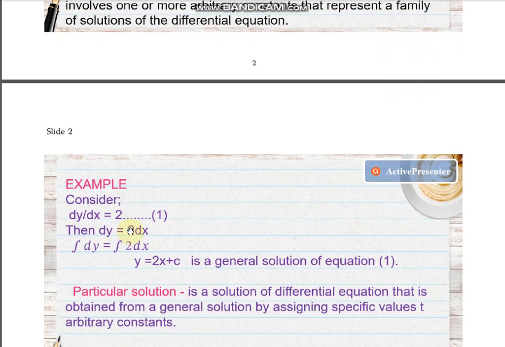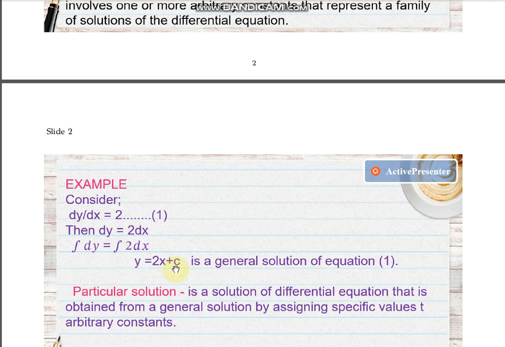As you can see, I've also provided an example. Consider we have this differential equation here. If we move on to solve it, we are going to integrate. When we integrate this, we shall obtain y equals 2x plus c. This is a general solution to equation 1 here, because it has this constant. So when you encounter such a solution to a differential equation, you simply recognize it as a general solution.